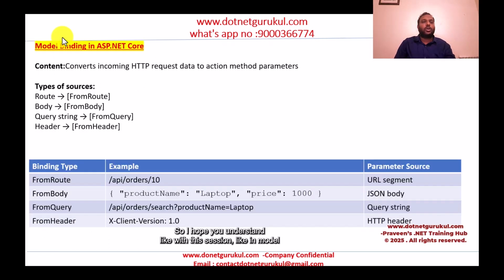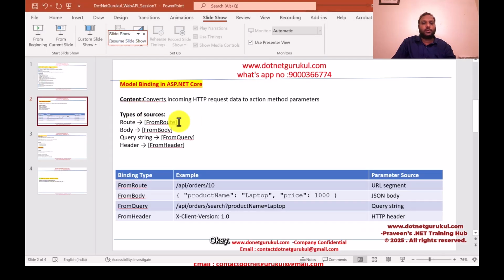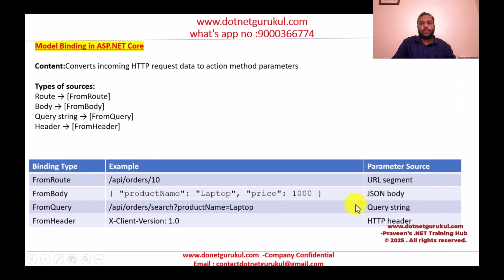I hope you understand with this session that in model binding in ASP.NET Core, there are different types of sources, right? We are mapping the different sources with the method signature. Sorry, I forgot the header one. This is very straightforward. Let me finish it off quickly.